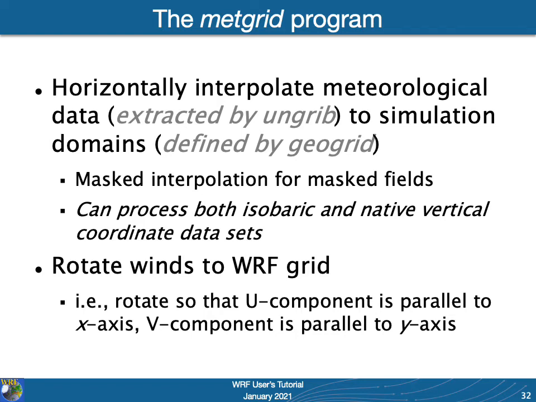It's also worth pointing out that although the Metgrid program can process data on isobaric and native vertical coordinate levels, the horizontal interpolation takes place along coordinate surfaces. A secondary purpose of the Metgrid program is to rotate the horizontal wind field so that the components are relative to the x and y axes in the model grid.